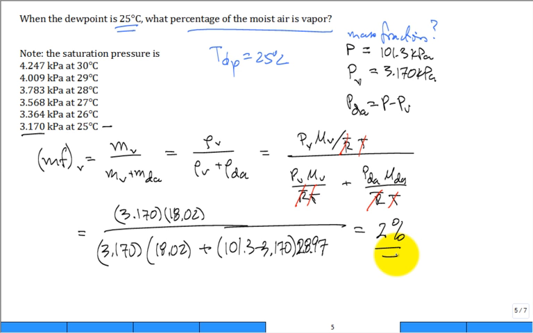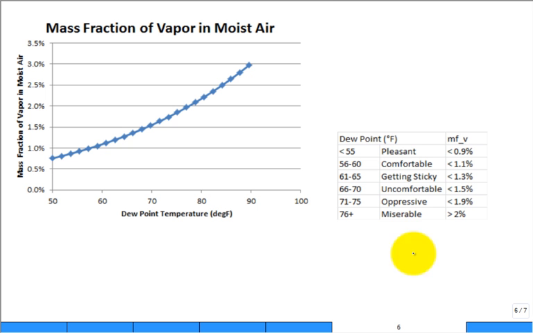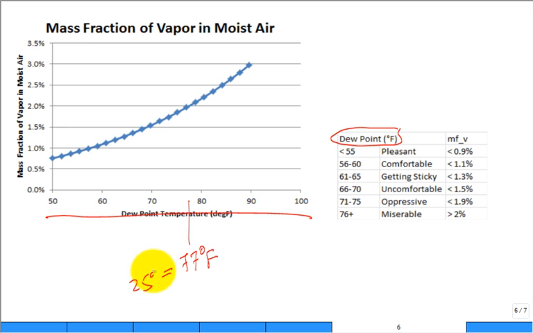But this is a bunch of water vapor. So to help put it in context, you can look up on the internet the dew point temperature of the air that you're breathing in degrees F. I know that this is degrees F here, and we just solved it at 25 degrees C, which is 77 degrees F. And we just calculated that the mass fraction of the water vapor in the moist air is right at 2% by mass. We just made that calculation.